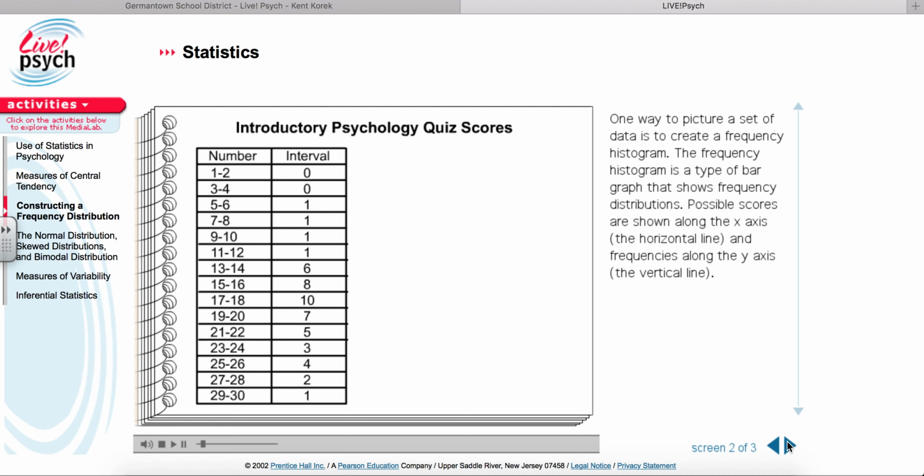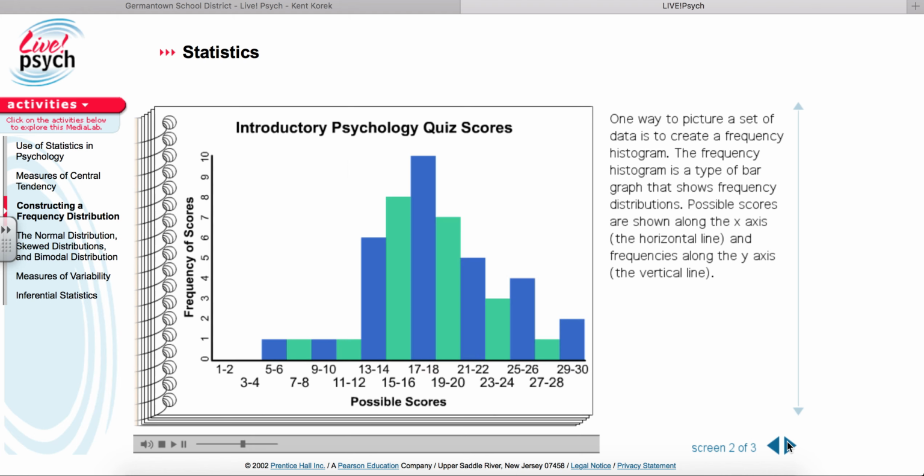One way to picture a set of data is to create a frequency histogram. The frequency histogram is a type of bar graph that shows frequency distributions. Possible scores are shown along the x-axis, the horizontal line, and frequencies along the y-axis, the vertical line.